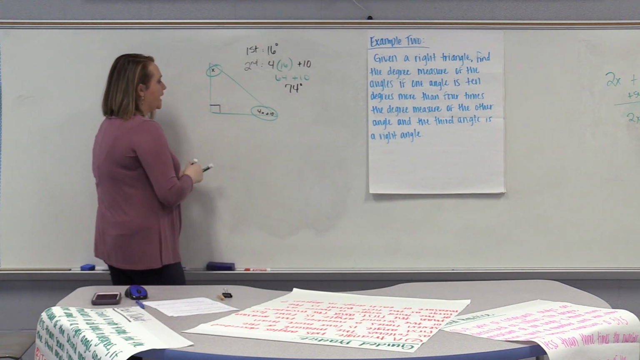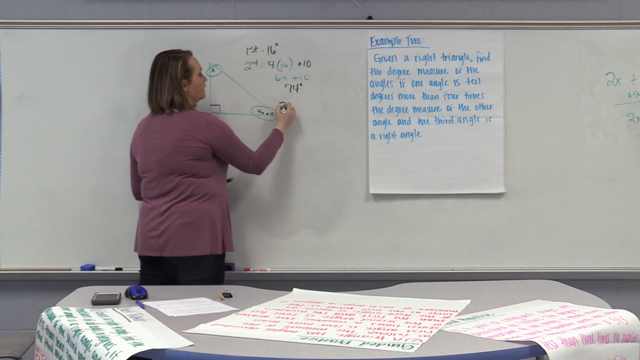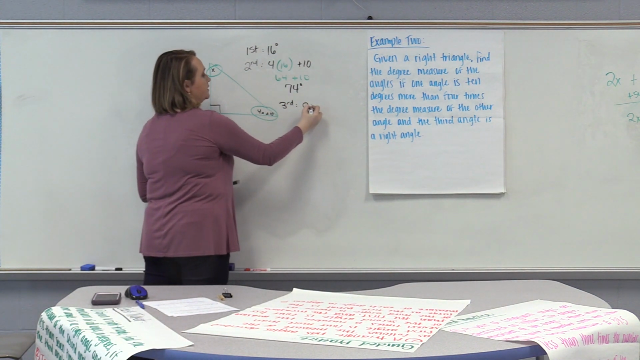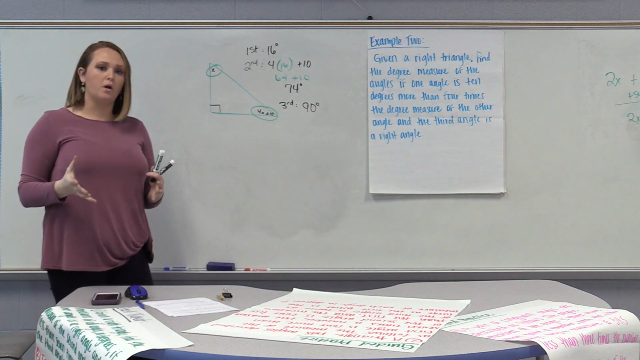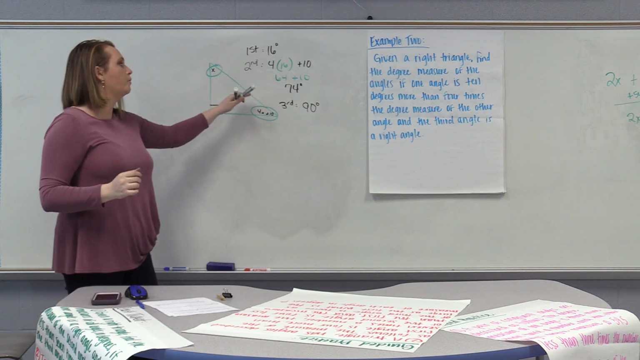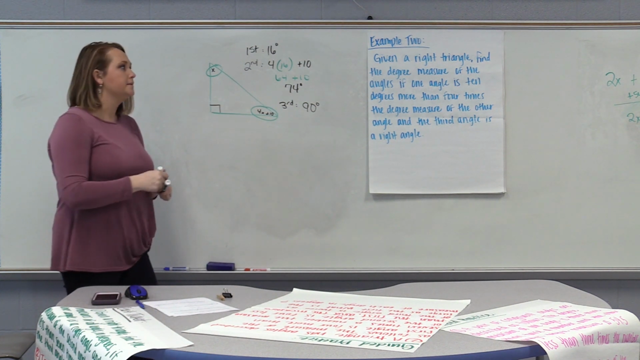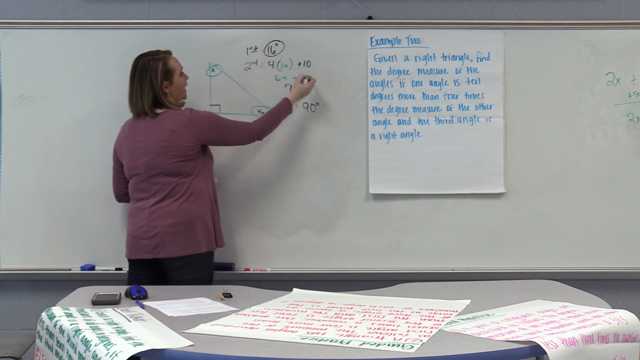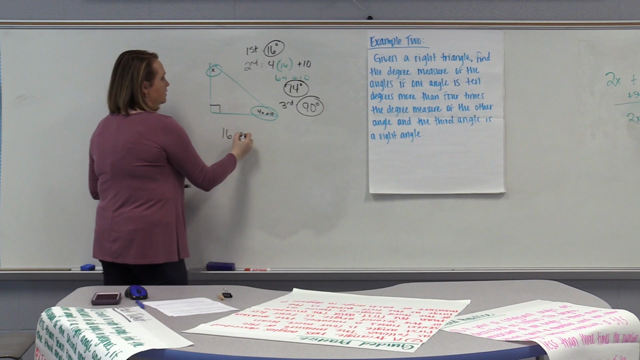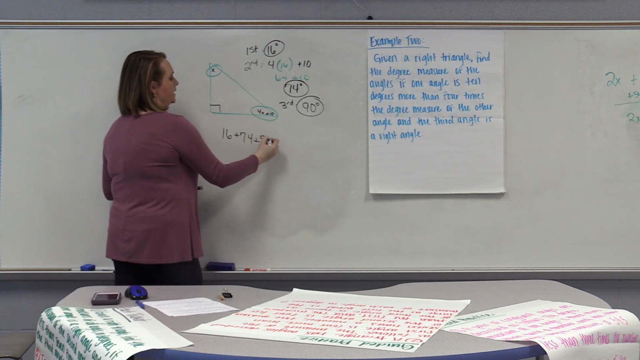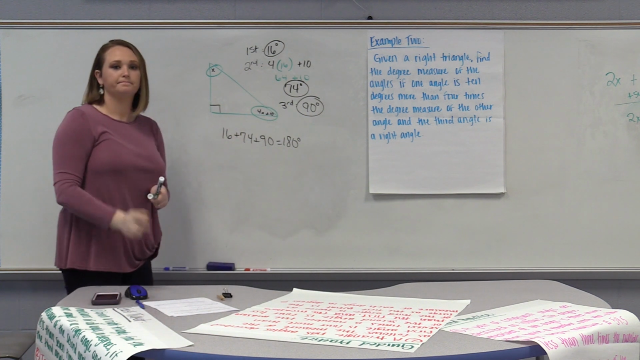And then, of course, I know my third angle is a right angle, and that all right angles are 90 degrees. Is there another way that I can check my work just to ensure that all angle measures are correct? Yes, I could add up all three angles and make sure that the sum of them is 180, like the triangle sum theorem states.